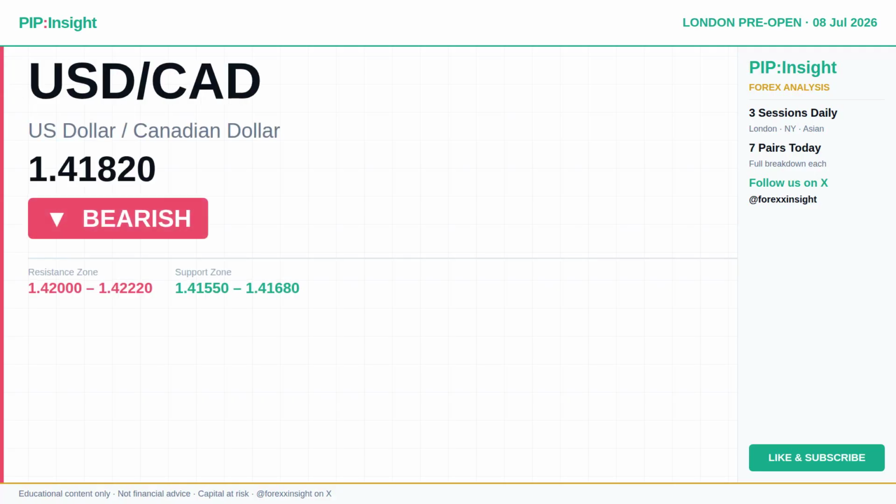Dollar Canada. The chart is showing bearish structure on this session. The 4-hour trend is to the downside and the 1-hour is also pointing lower. Resistance is marked between 1.42 and 1.4222. Support is marked between 1.4155 and 1.4168. Here is the full chart breakdown.